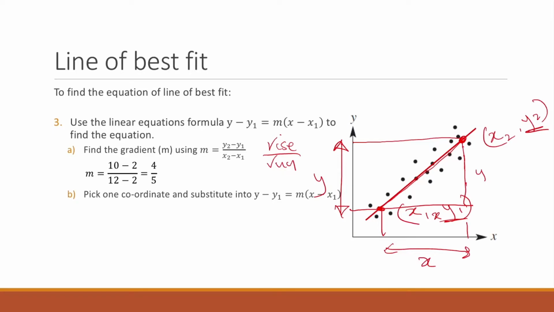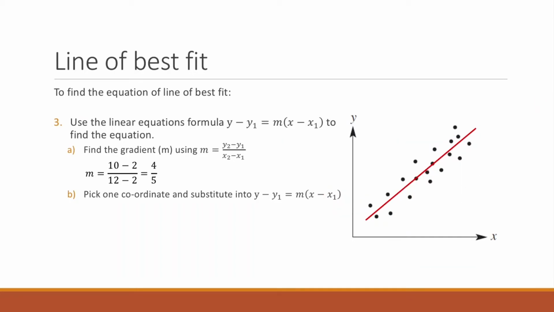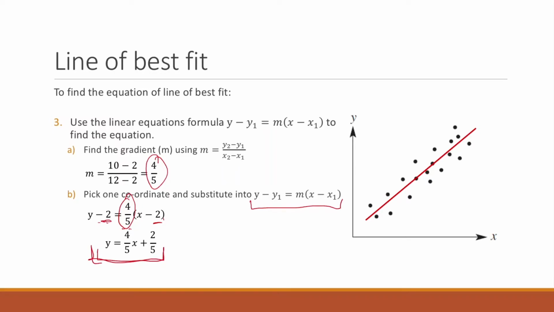Then we're going to pick one coordinate. You can pick this coordinate or this coordinate. Let me get rid of that. And we're going to substitute it into this equation. So the gradient stays the same. I've used the first coordinate, 2 and 2, right here. And if you expand this out, 4 over 5 times x, 4 over 5 times 2, and then the minus 2 comes to the other side, becomes a plus 2. If you work it out, that should be the equation.